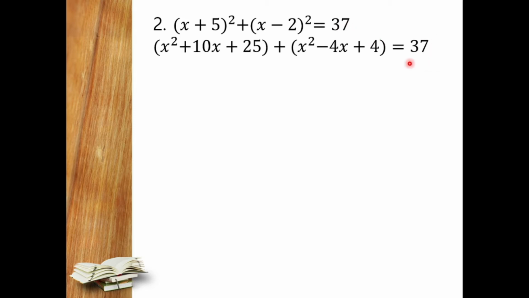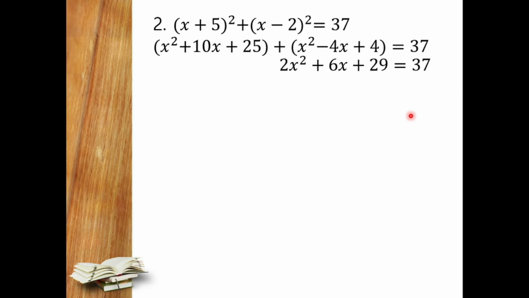Then, next, we combine all the similar terms. So, we have x squared plus x squared. Then, positive 10x and negative 4x could also be combined, as well as positive 25 and positive 4. Then, we can transpose 37. So, therefore, x squared plus x squared is 2x squared. 10x minus 4x is positive 6x. Then, 25 plus 4 is 29.